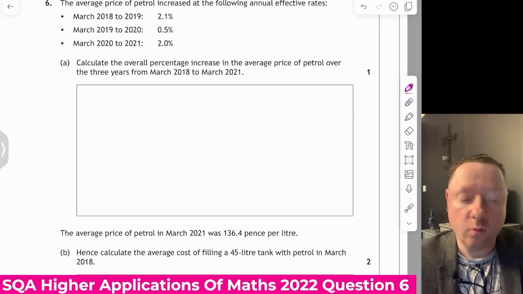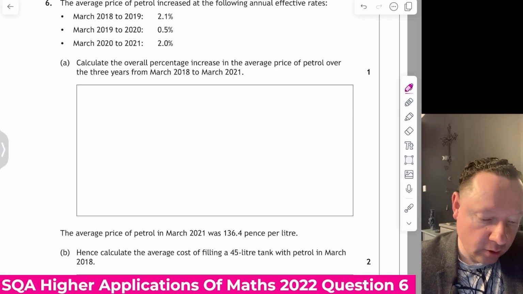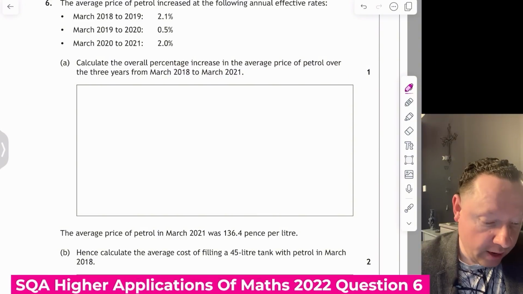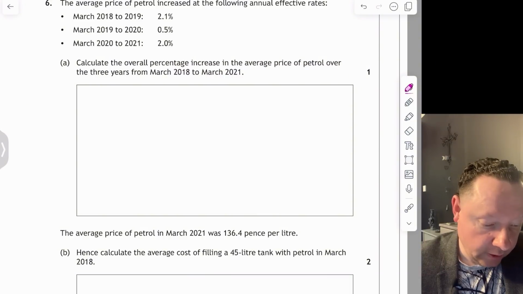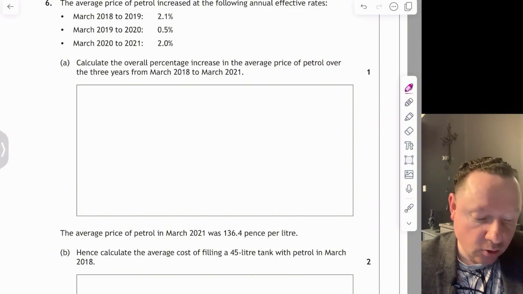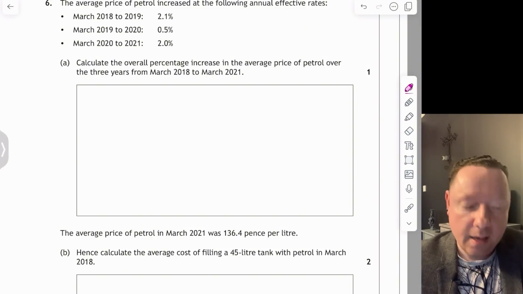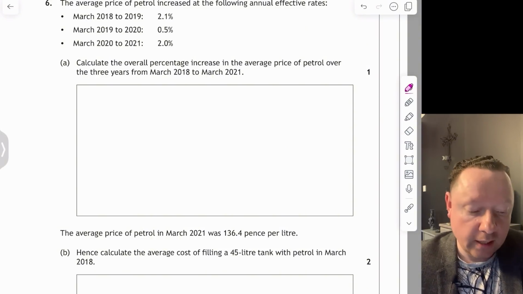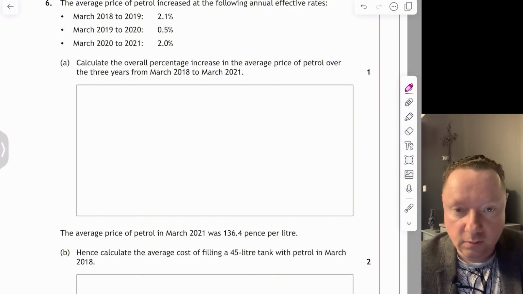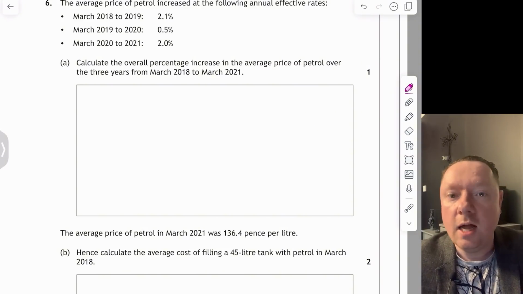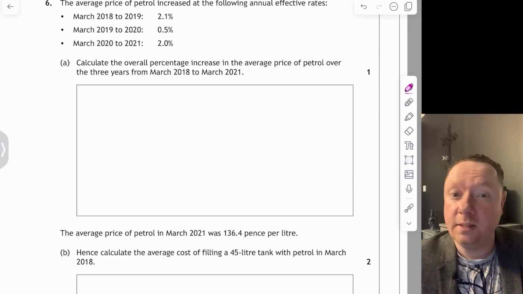We have, against the Maths 2022 question 6, the average price of petrol increased at the following annual effective rates: 2.1, 0.5 and 2.0 from 2018 to 2021. And we have to work out the overall percentage increase in the average price of petrol over these 3 years. Now don't be tempted to just add them up, that is not it. Imagine if I started with £100, I would do 100 times 1.021 times 1.005 times 1.02. I'd be timesing them by the decimal multipliers. So I need to times them together to get the overall percentage increase.